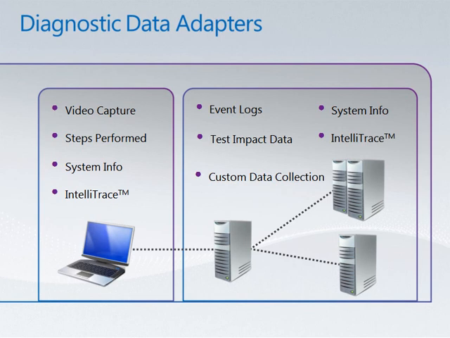Some other things you can grab are information like test impact data, so which tests are executing which code. That can be extremely useful because after you run your tests, you're going to make some changes to your code, and you want to know based on those code changes which tests you would then need to rerun to regression test it. So that's something you can turn on as a data collector as well. Also things like event logs, right? What's being written to the system event log, the application event log.